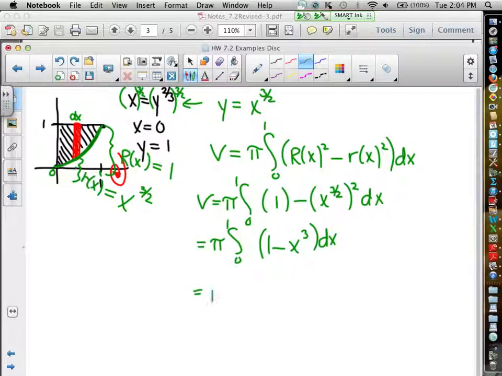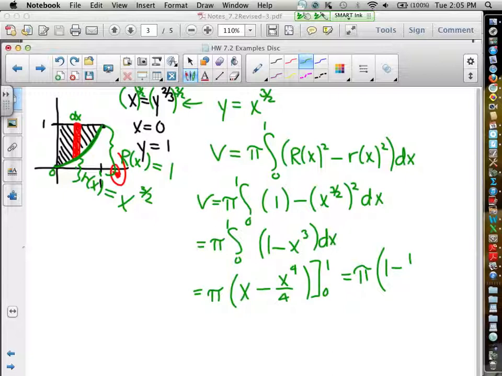All right, let's be wild and crazy. We're going to do this one by hand. You ready? Integrate 1. 1x, that's right. X to the 3rd is? Fantastic. From 0 to 1. Plug in that upper bound, we have 1 minus 1/4. You got it. Plug in 0. You get 0 for those. So we get 3/4 pi.